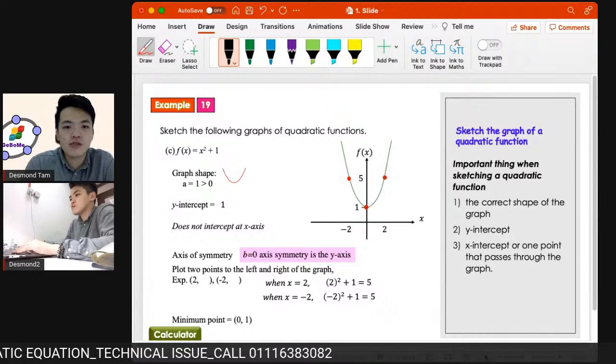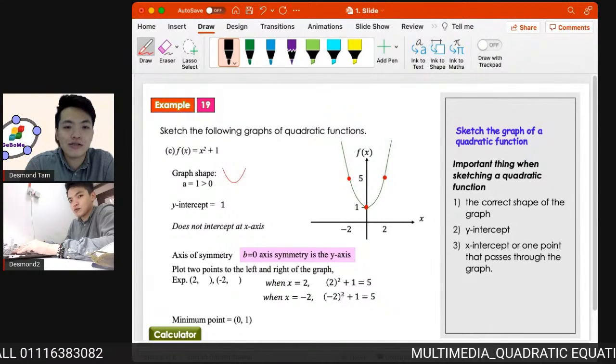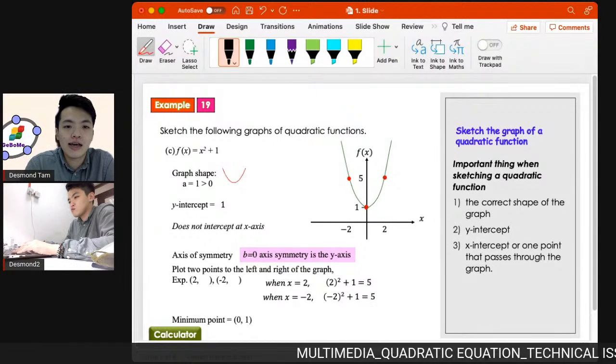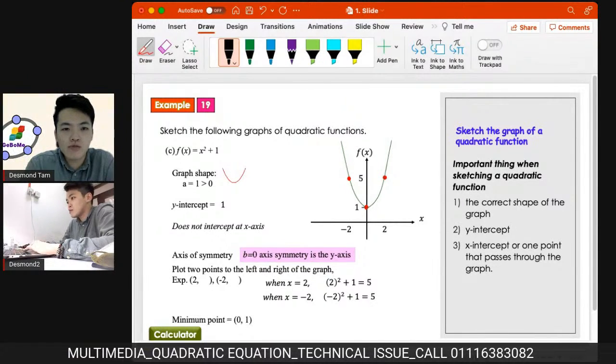Then after that, we need to see the y-intercept, which is where it touches the y-axis. We will find that it's 1. How do I know it's 1? Because we look at the last number in the equation.